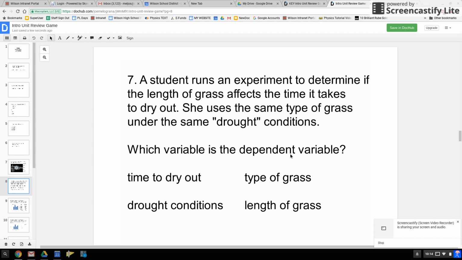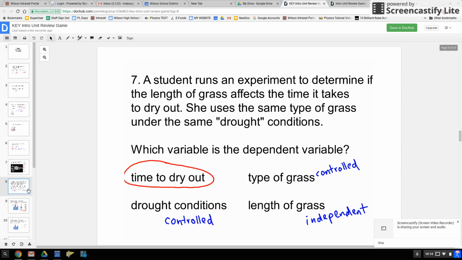A student runs an experiment to determine if the length of grass affects the time it takes to dry out. She's using the same type of grass in her experimentation, and she is recreating the same drought conditions throughout. Okay, which variable would be the dependent variable? It'd be the time to dry out. She is controlling the type of grass and drought conditions to stay the same.